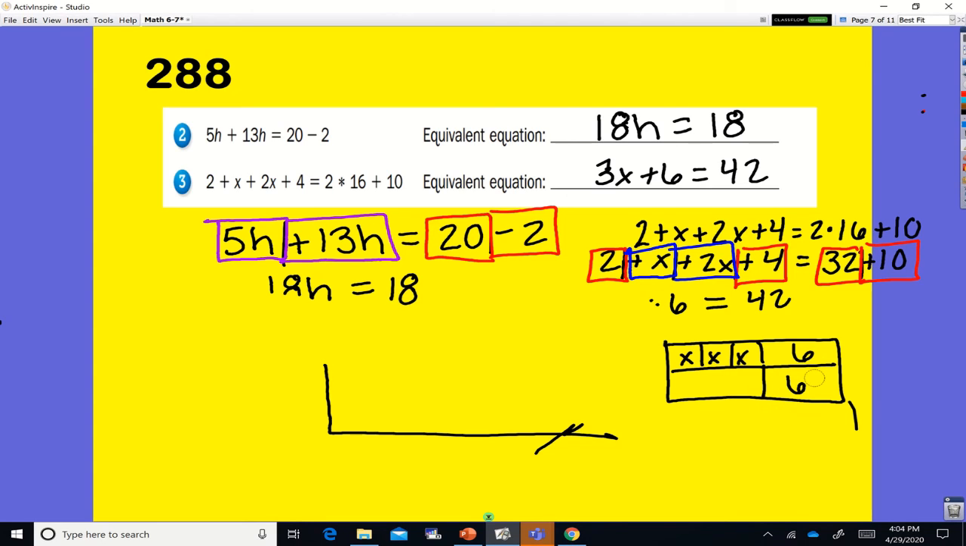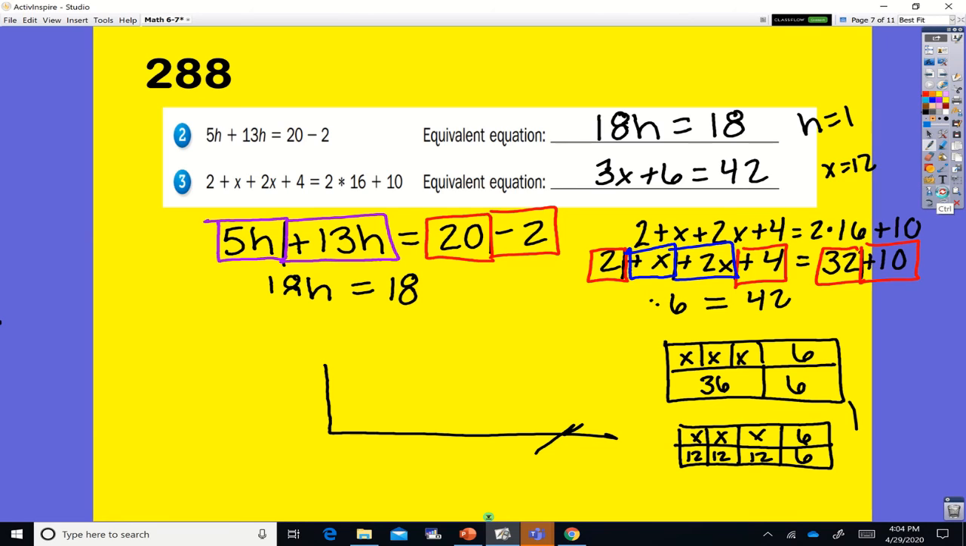Well, 6. So I'm going to have to subtract 42 minus 6. Well, I know 42 minus 2 gives me 40. I have 4 left over, so that's 36. Now we split 36 up into 3 equal groups. Well, if I split 36 up into 3 equal groups, that's going to give me 12. So then x equals 12 here. Here h equaled 1. So just so you know how to do that.